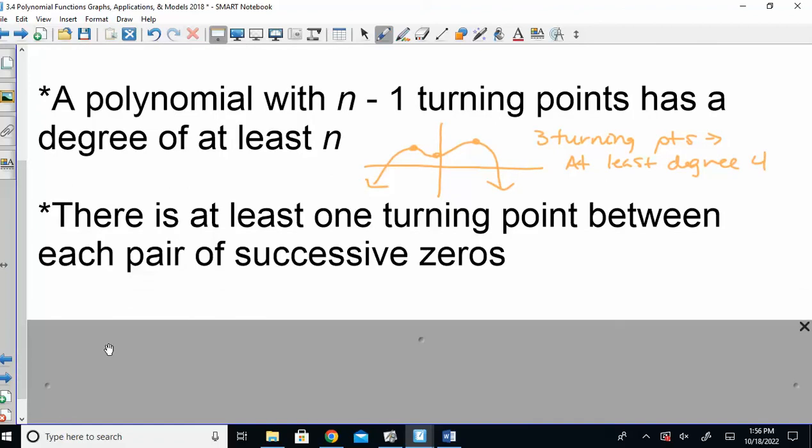All right, the last one is just not necessarily anything too earth-shattering. There's always a turning point between each pair of zeros. If you're going to hit the x-axis and come back and hit the x-axis again, you have to change direction, right? If you're going up and go through the x-axis, you have to come back down to hit it again. That's all it's telling us.